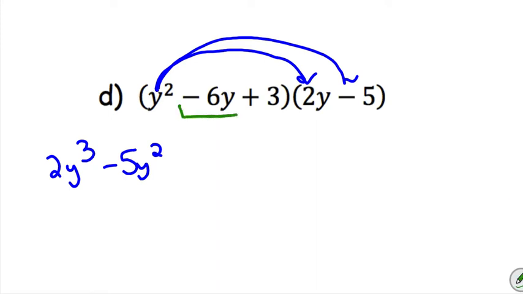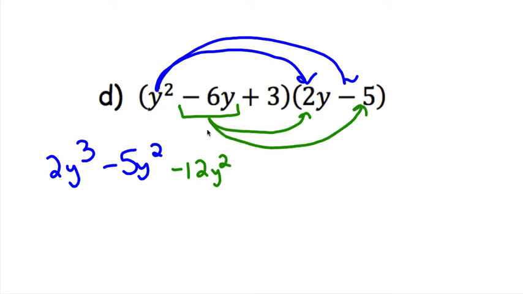Now I'm going to take my negative 6y and multiply it through this way, just like we've been doing. Negative 6y times 2y. Negative 6 times 2 is negative 12. Y times y is y squared. Negative 6y times negative 5. Negative 6 times negative 5 is now a positive 30. And then y times, there's no y here, so we bring that down.